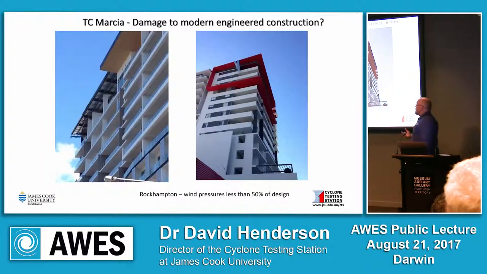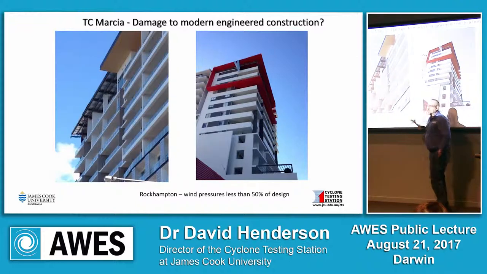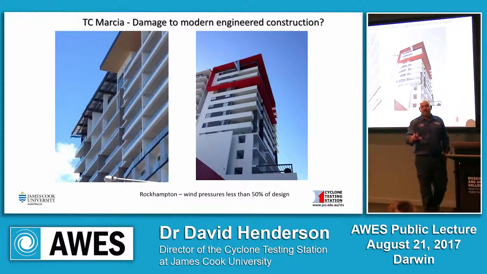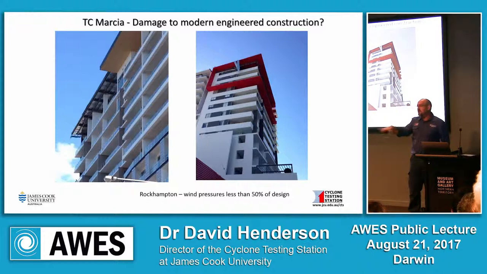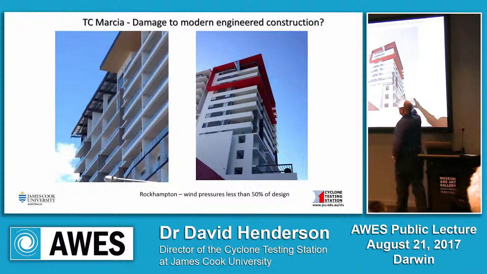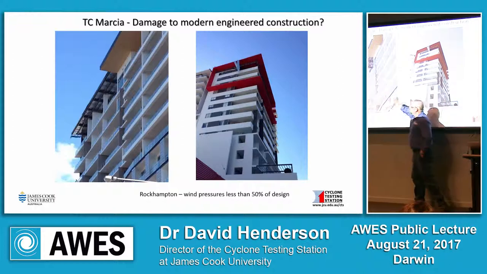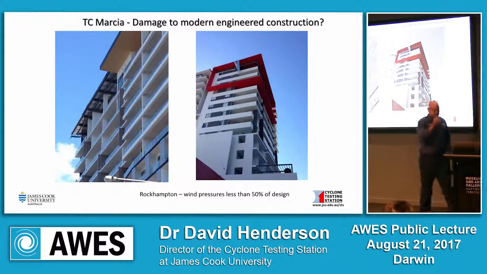And it's not just low rise. These are from Cyclone Marcia. By the time it got to Rockhampton, yes, Cyclone Marcia was again a very severe event when it crossed. By the time it got inland to Rockhampton, you're looking at about Category 1, maybe Category 2 winds. Winds that are less than 50% of the design for these buildings. And yet these new buildings, one was 6 months old, one was about 7 years old. You can see cladding hanging off the edge, complete loss of surface on that one over there.